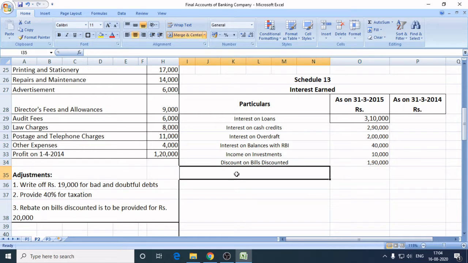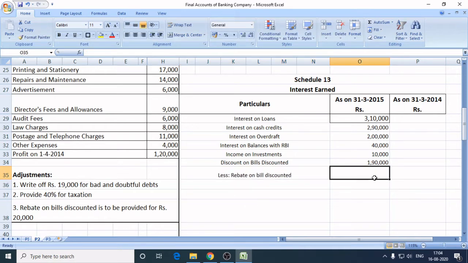So here, less: rebate on bill discounted. What is rebate on bill discounted? That is discount received in advance, and it is discount of the next financial year, and next financial year discount cannot be treated as an income of the current financial year. So in bracket I am writing here minus 20,000.